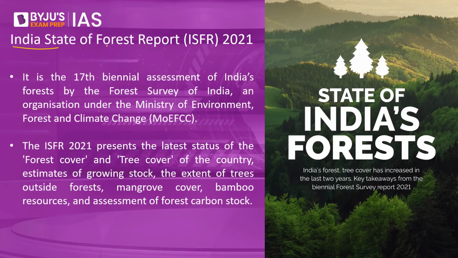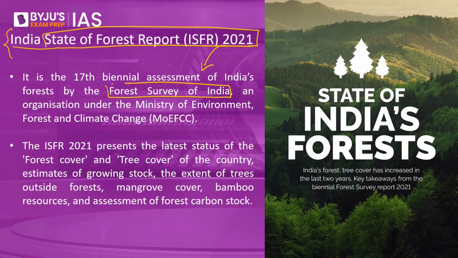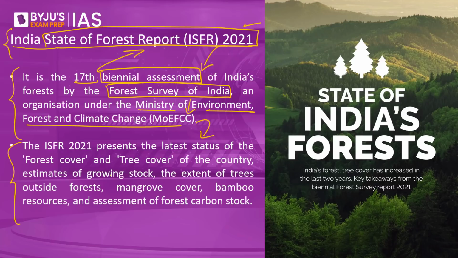For this, the best source of reference would be the State of Forest Report, which was recently brought out for the year 2021 by the Forest Survey of India. See, the Forest Survey of India brings out a biennial assessment, and recently in January, it brought out the 17th report for the year 2021. This report of the Forest Survey of India, which functions under the Environment Ministry, is brought out once in 2 years, and it provides us an accurate picture about forest cover and tree cover in the country.